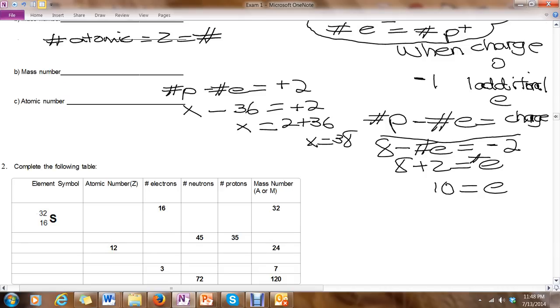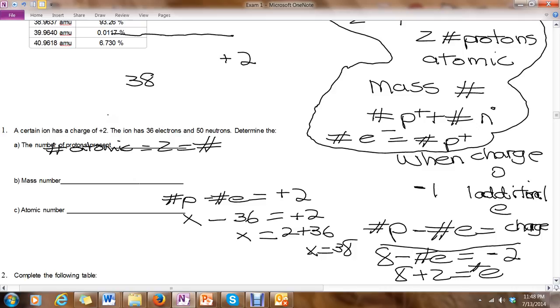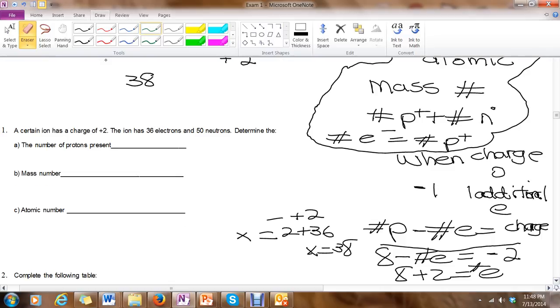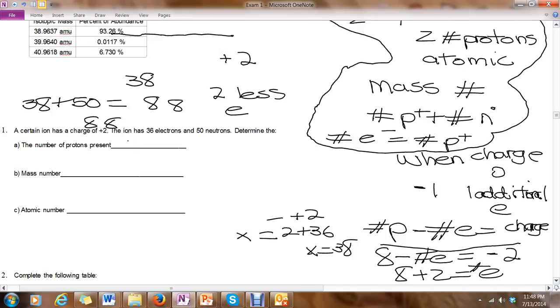I don't know why this is doing this. This is horrible. I can't move it because it's messing up everything. Let me rewrite it again. We already saw why 38. So the number of protons is 38. The mass number would be 88 because I add the number of neutrons, that is 50. And the atomic number is equal to the number of protons, which is 38.